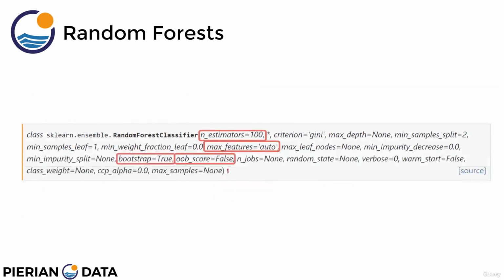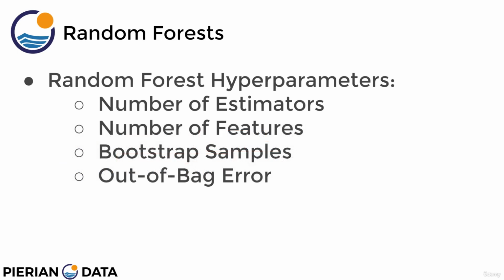random forest. If we take a close look at the random forest classifier class call, you'll notice that there's really 4 key arguments that are different and unique to the random forest classifier versus the decision tree classifier. That is n_estimators, max_features, bootstrap, and oob_score. So that means that the random forest hyperparameters we need to learn about are number of estimators, number of features, bootstrap samples, and out-of-bag error.